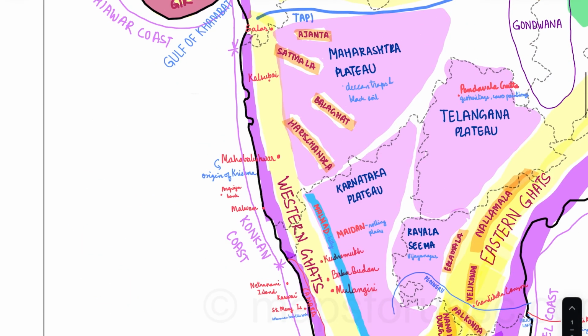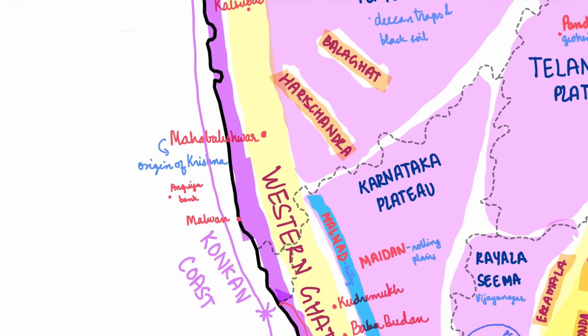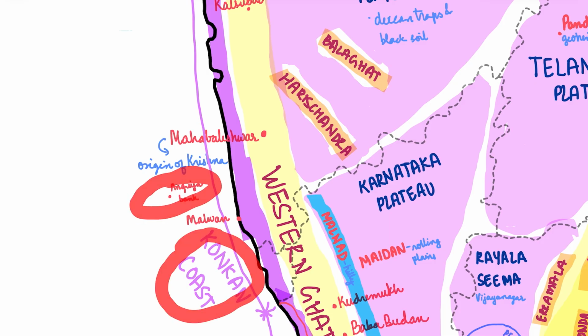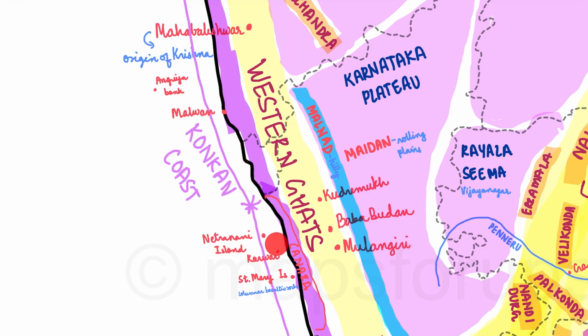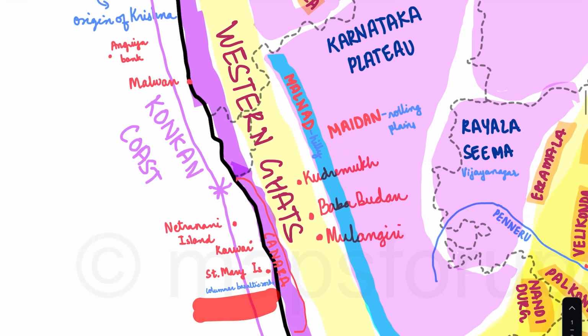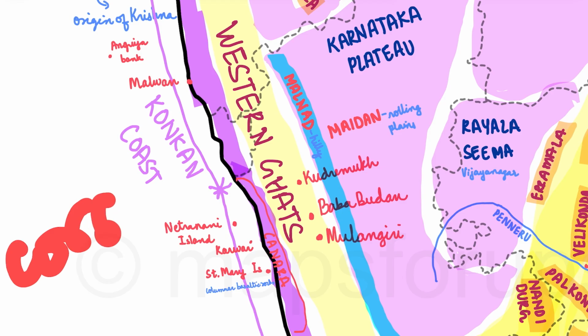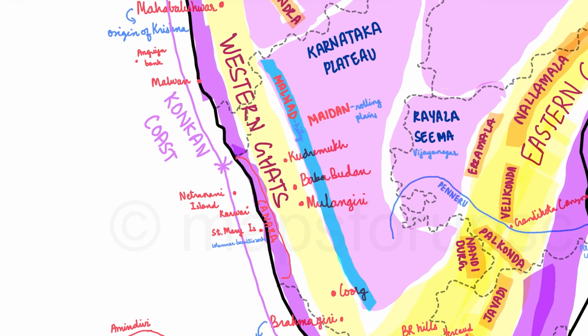So on the western coast, basically in the Konkan coast, we have Angria Bank, Malvan, and Netrani Islands, Karwar, Saint Mary's Islands. Saint Mary's Islands are known because of the columnar basaltic rocks over here. And these are also areas where we could find corals. So these are rich in corals. Angria Bank, Malvan, Netrani Islands.